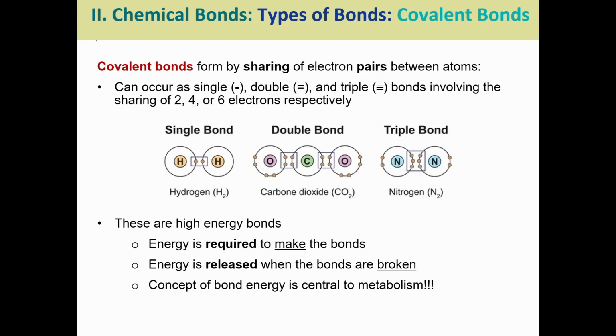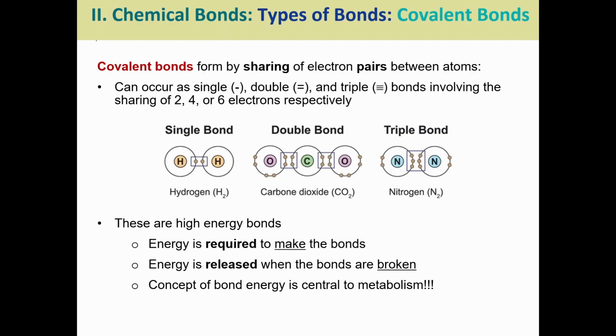We get to the covalent bonds. Again, it's sharing of electrons, right? We can share one pair of electrons, so a single bond. We can share two pairs of electrons, which is a double bond. Or we can share all the way up to three pairs of electrons, meaning we form a triple bond. And so here are just some examples of those.